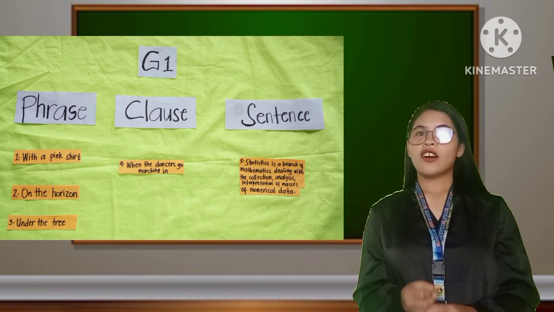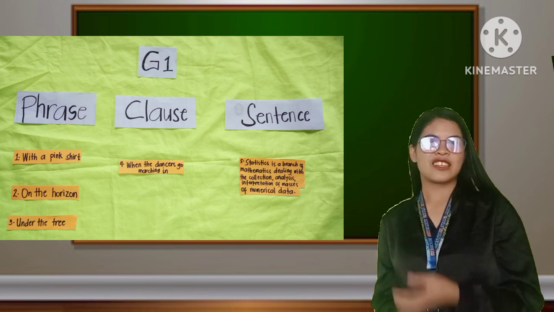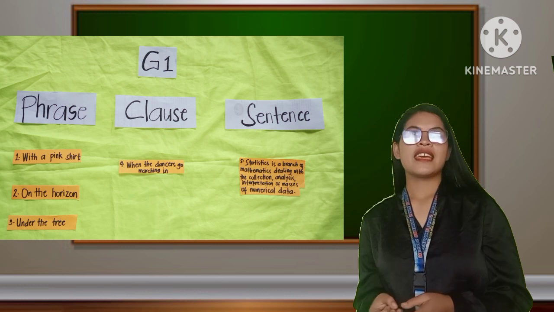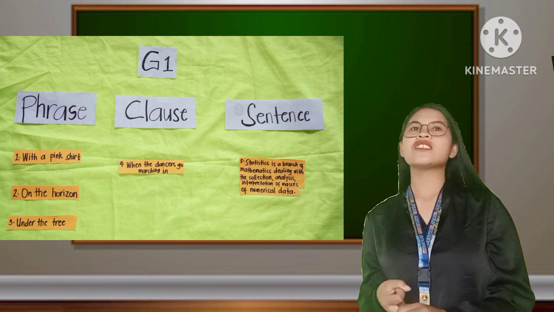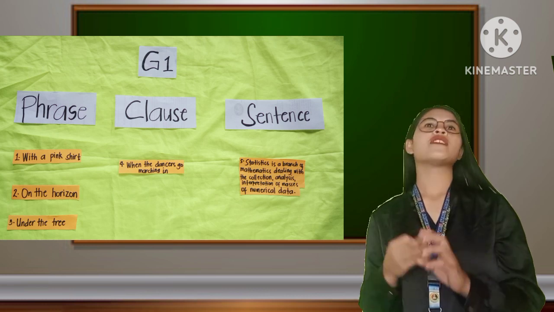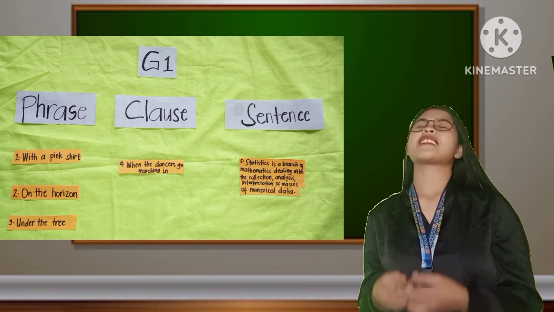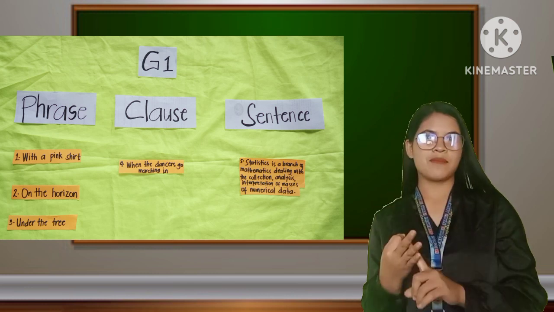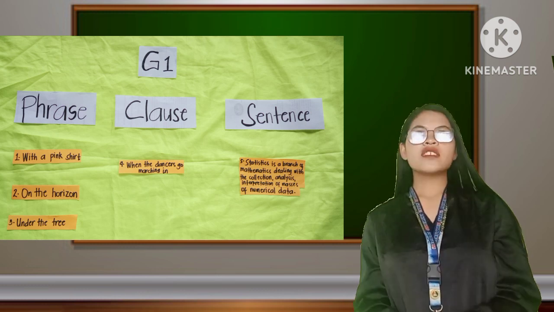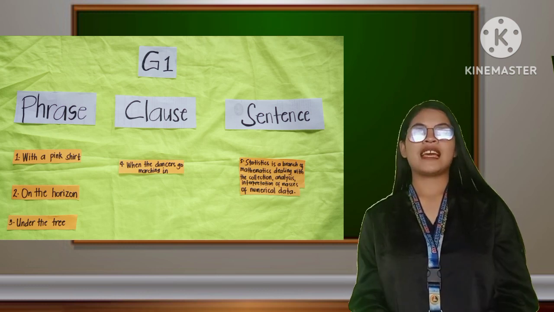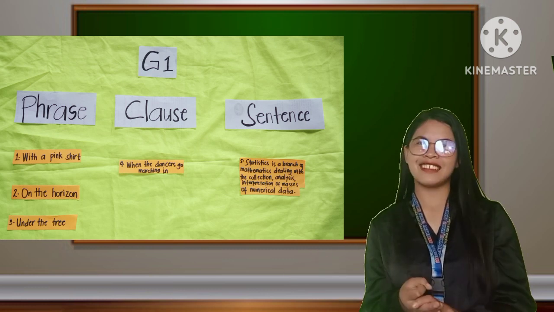The second one is "on the horizon," and yes, it's correct. On the horizon is a phrase. The third one is "under the tree." You placed it under phrase, and you're correct. Now you've got 3 points. The fourth one is "when the dancers go marching in," and you put it under clause. And yes, it's correct. It's a clause.